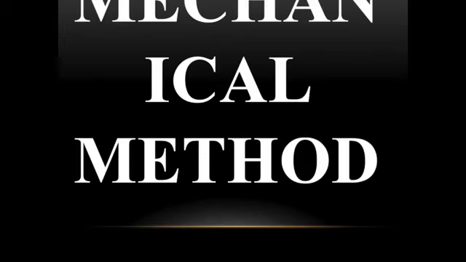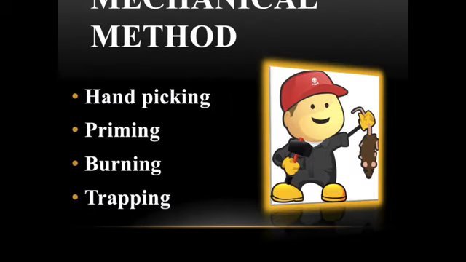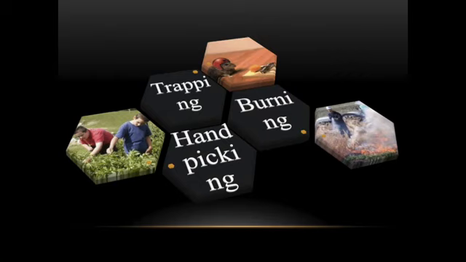Then we go for the mechanical method. In the mechanical method, based upon the method used, we can classify it into hand picking, pruning, burning and trapping. What is the trapping method? In the trapping method, we can catch the pest with the help of some net or a rat catcher or something. Then what is burning?